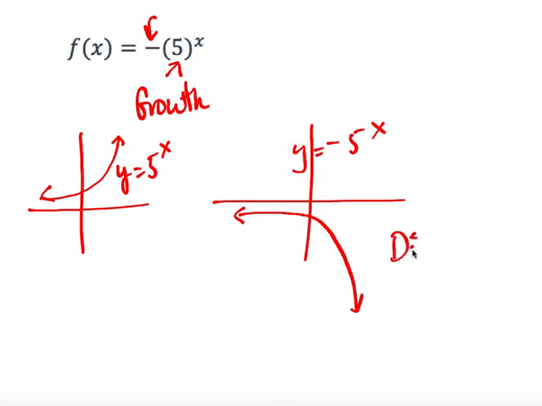Domain, again, would be -infinity to +infinity, and the range would switch to -infinity because we have smaller values all the way up to the 0 but not included. All right, so that is how you find the domain and range of just a few exponential functions.